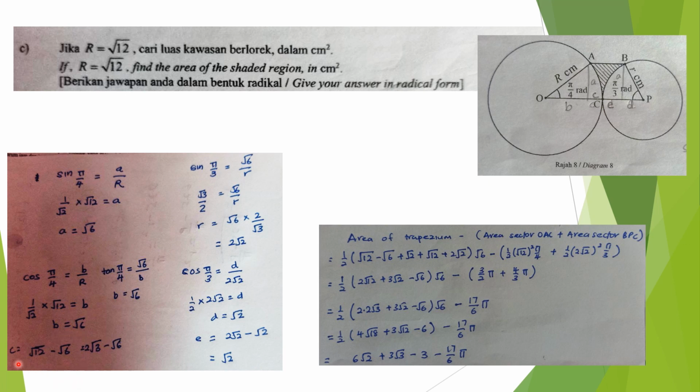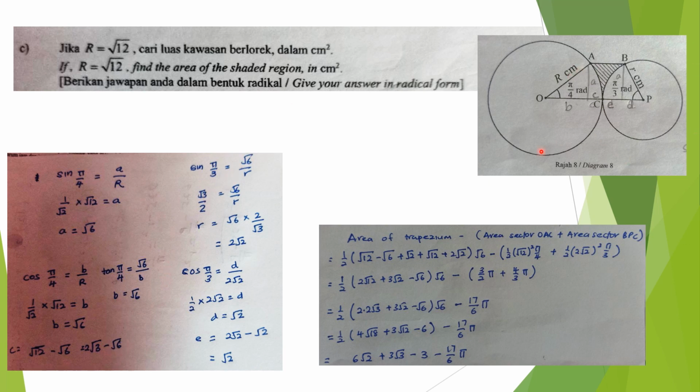So how do we want to find C? For C, we take the whole thing, which is actually radius OC here. So the radius is square root 12, minus B, square root 6. Or you can write it as 2 square root 3 minus square root 6 also can.